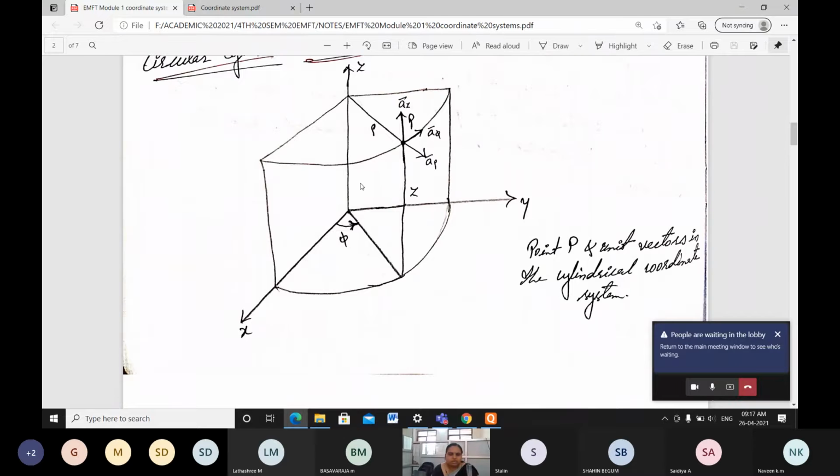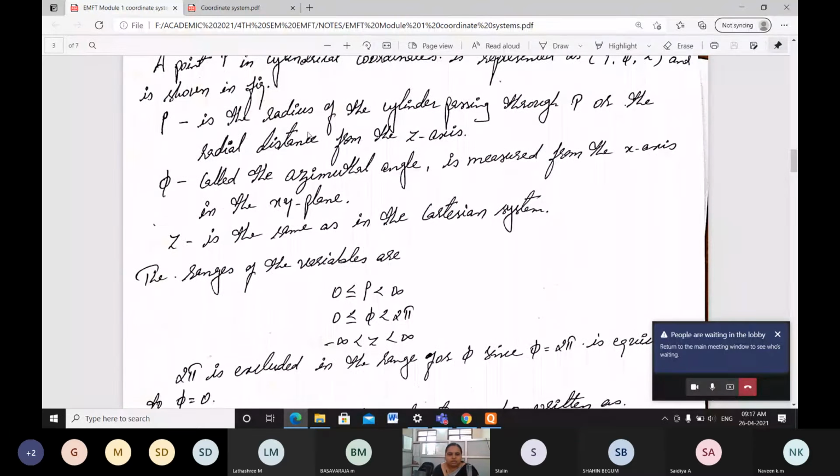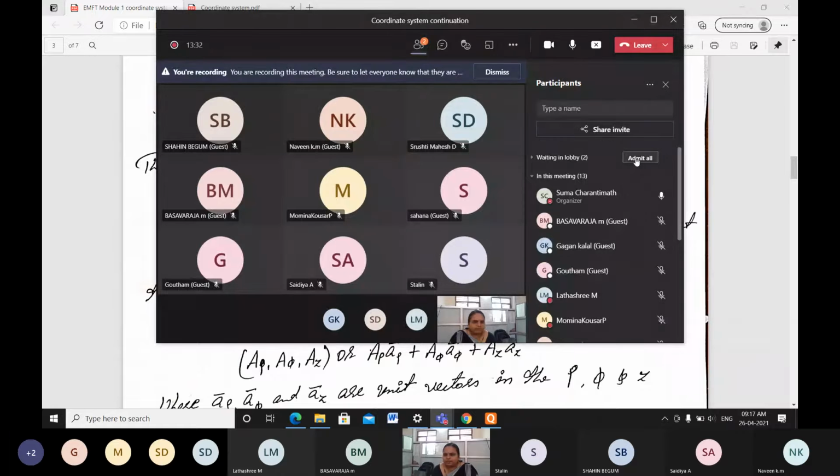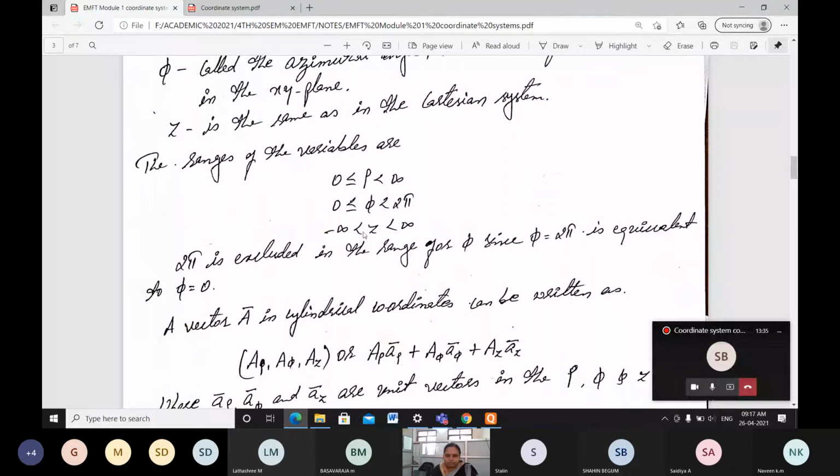Already we have seen how it is going to be, and we learned what rho is. It is a radius, and phi is the azimuthal angle, and z is the same z that we learned in the Cartesian coordinate system. And what are the ranges? For rho, it ranges from 0 to infinity. For phi, 0 to 2 pi, and for z, it is from minus infinity to plus infinity.